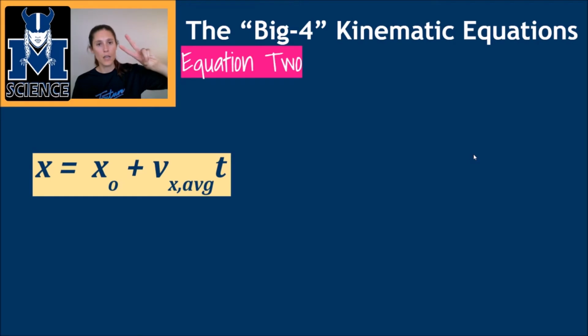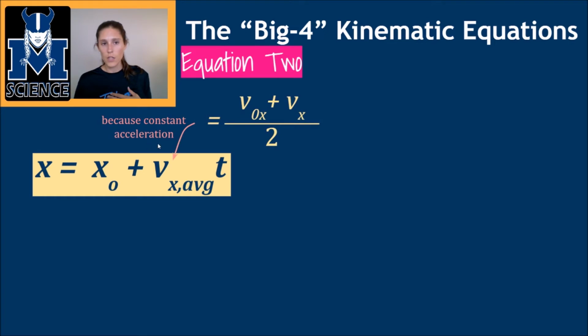Time for the second of our big four kinematic equations. So let's take a look. Remember, we derived this equation for constant velocity motion: our position is going to equal our initial position plus our velocity times our time. That was the constant velocity equation. Here for constant acceleration, we know that our average velocity is going to equal our initial velocity plus our final velocity, divided by 2.